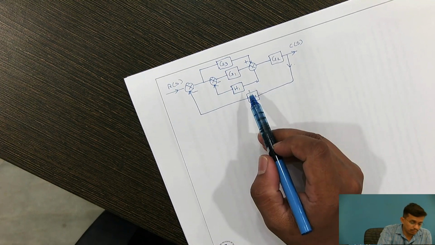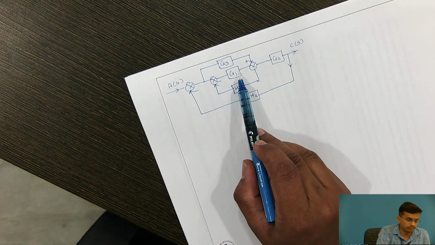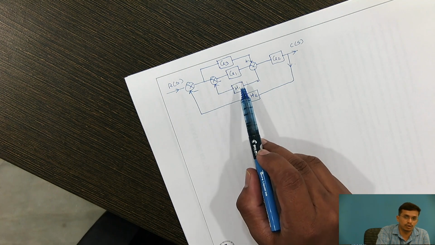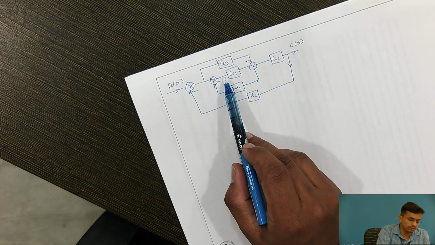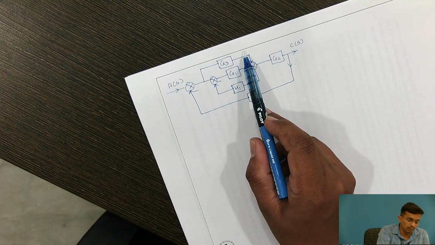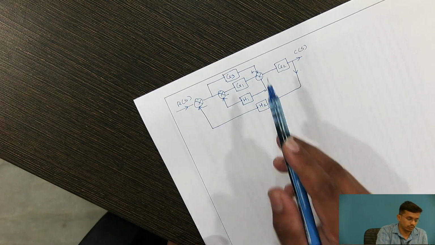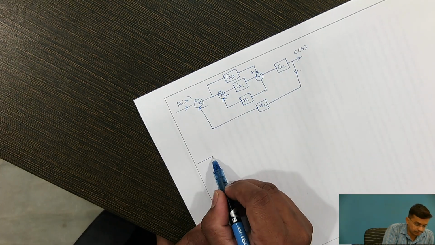So in this particular block, we need to shift this summing point before this block, the block G1, so that the block G1 and H1 will be in a minor feedback loop. So we'll shift this particular summing point before this block. So we need to insert a 1 by G1 block in this particular branch. Okay, so I will draw the simplified diagram here.